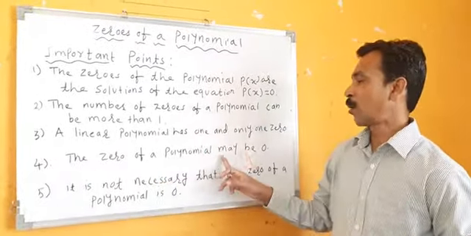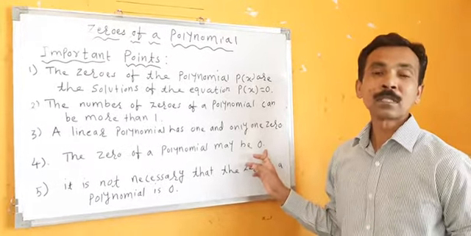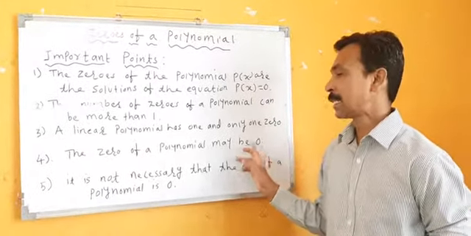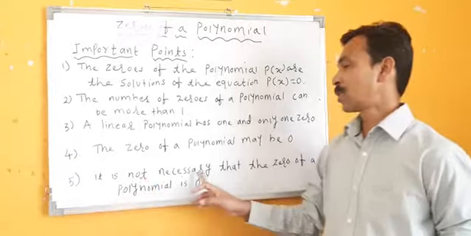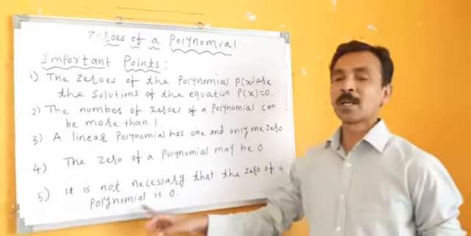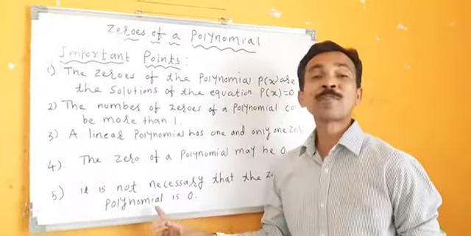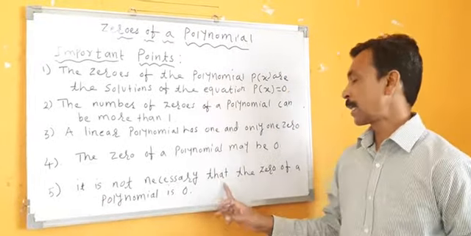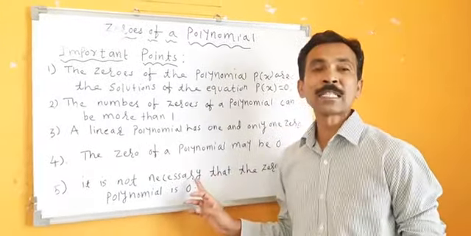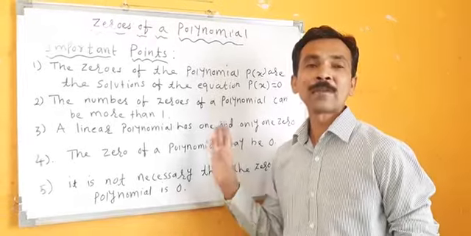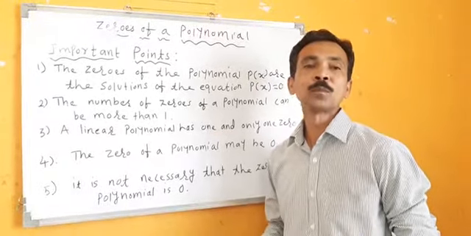The zero of the polynomial may be 0. And fifth point, it is not necessary that the zero of a polynomial is 0. What is the fifth point? It is not necessary that the zero of the polynomial is 0. Now we will begin with exercise 2.2.